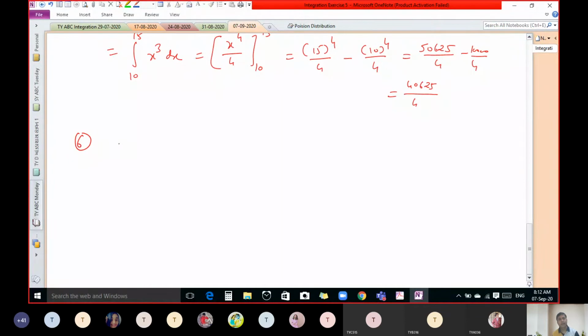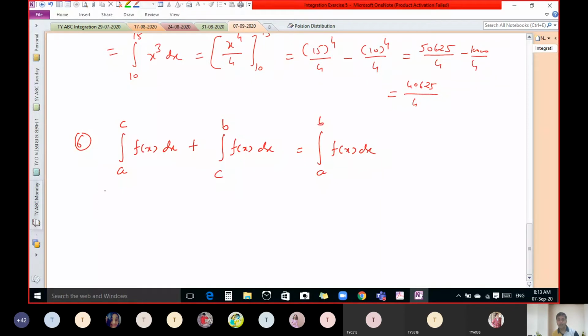Sixth, integration of f of x dx, a to c, and integration of f of x dx, same function, but the range is c to b, and if there is a plus sign between those two, so a to c f of x dx plus c to b f of x dx. So instead of finding two separate answers, you can find out the answer for f of x dx with range a to b only, like a to b.